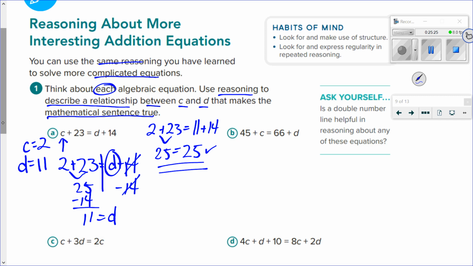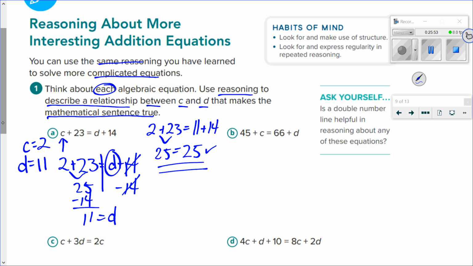Does that make sense? How does C equal 2? We chose it. They didn't tell us what it was, but they said they want us to describe a relationship between them that makes sense. So the easiest way to do it is pick a random value for C, and then you can solve for D. You can do the opposite. You can pick a value for D and then solve for C, but you have to choose one of the two. But once you've made that choice, it's going to lock in what the other one is.